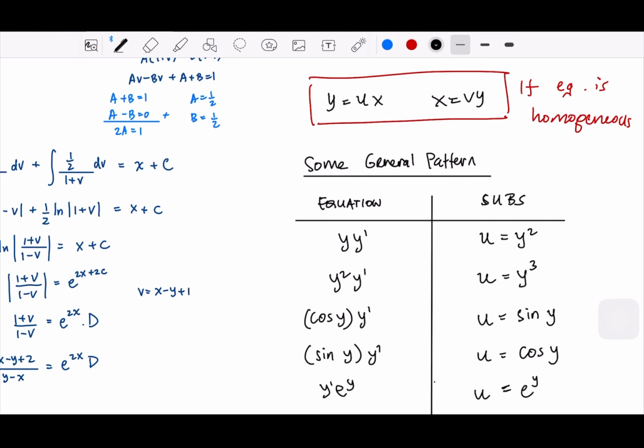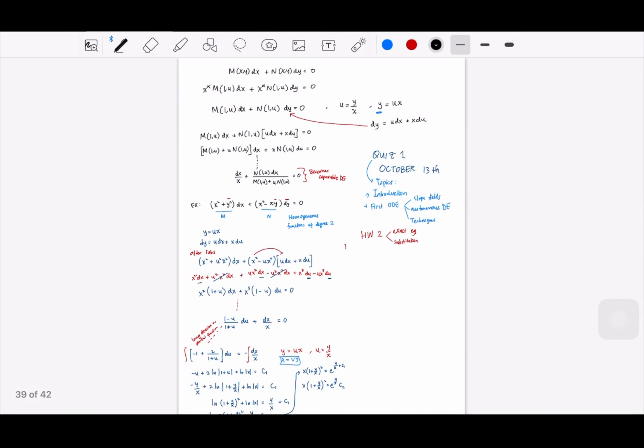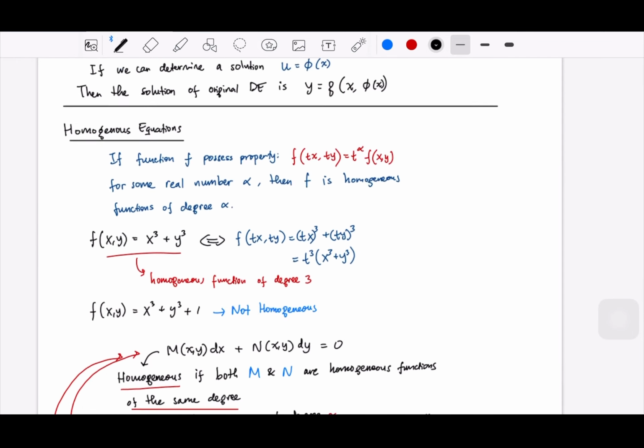the first clue that you might look for when you see the equation is whether the equation is homogeneous. Homogeneous is when you see the degree. It's supposed to be having the same degree. Okay? Remember, maybe we'll look at the notes.